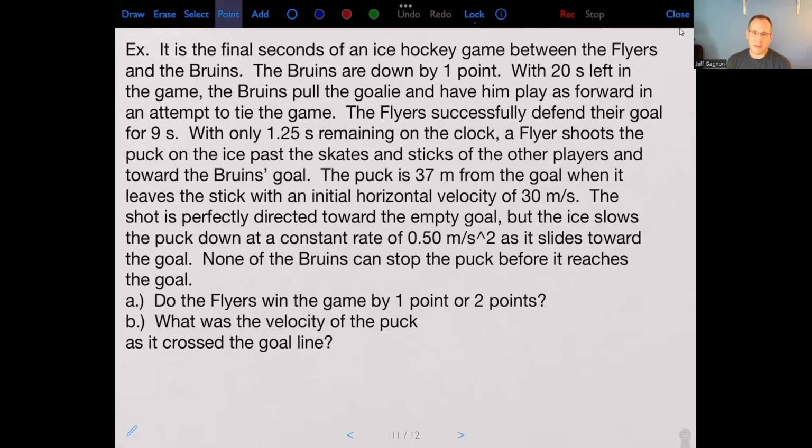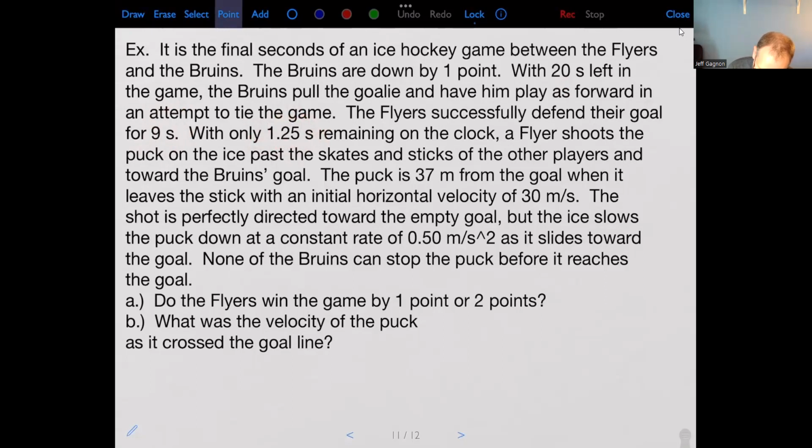And the way that we're going to solve this is we have to basically figure out how far the puck travels in 1.25 seconds, right? A lot of this information is redundant. You don't need to know this, like 20 seconds left in the game, or they successfully defend their goal for 9 seconds. We don't need to know that, but this is important, right? There's only 1.25 seconds remaining when the Flyer shoots the puck.